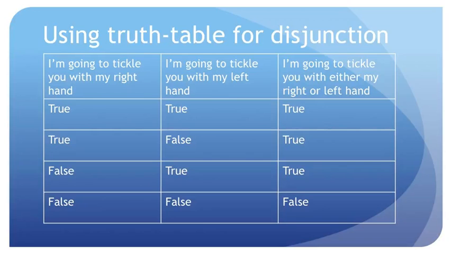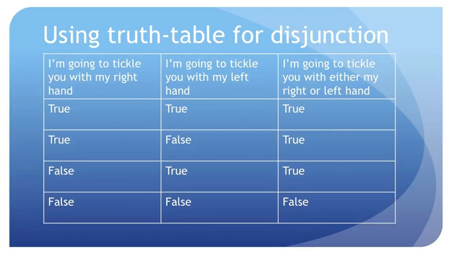So, in the argument that I just gave you, which has as premise 1, I'm going to tickle you with my right hand, and as premise 2, I'm going to tickle you with my left hand, that argument has to be valid because the conclusion of that argument is simply the disjunction of the two premises. So there's no possible way for the premises of that argument to be true while the conclusion is false. If the premises of that argument are true, the conclusion has to be true.